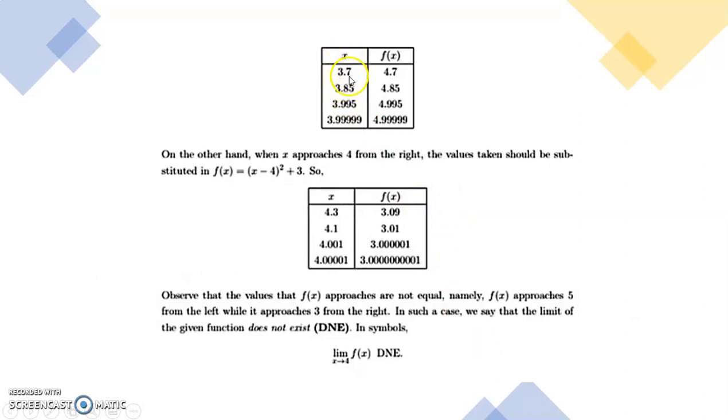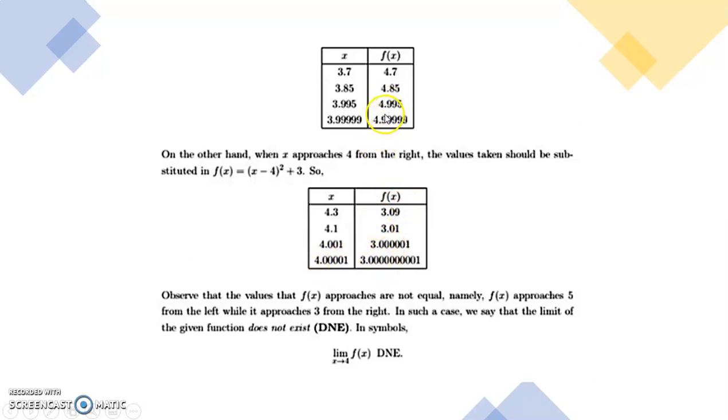Okay, now let's take a look at the table. As we approach 4 from the left, we have assigned values 3.7 and so on to 3.9999. The value of f of x is approaching 5. On the other hand, as we approach 4 from the right, using the values 4.3, 4.1 up to 4.0001, the value of f of x is approaching 3.